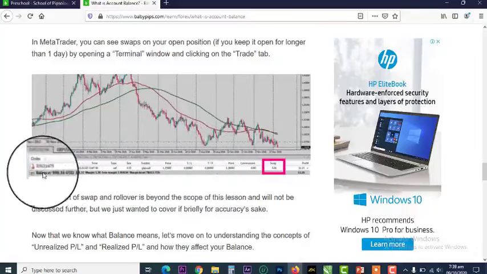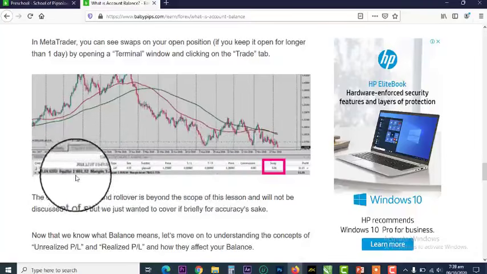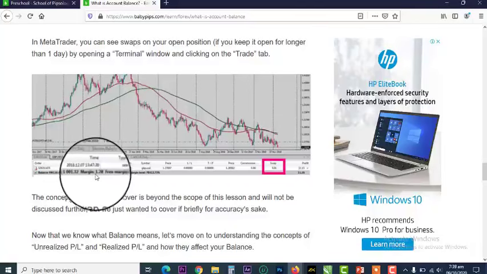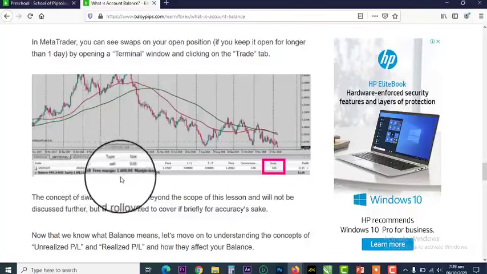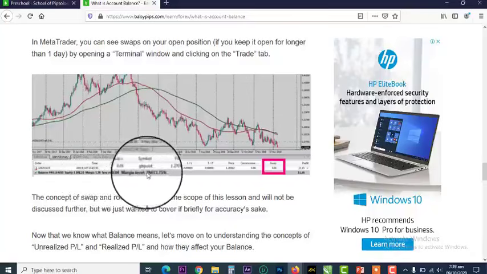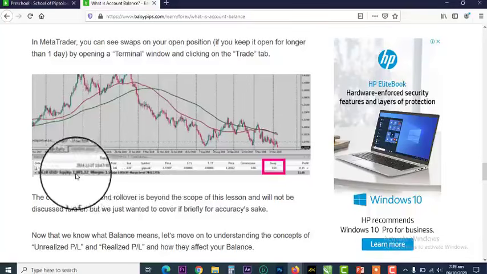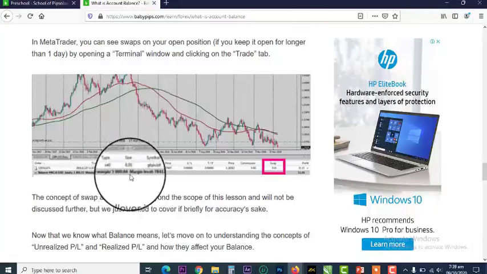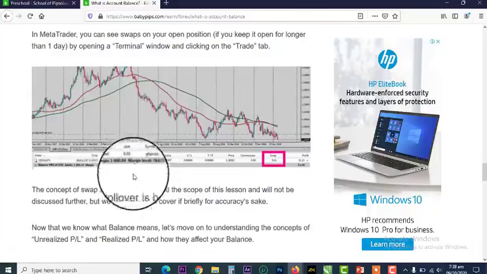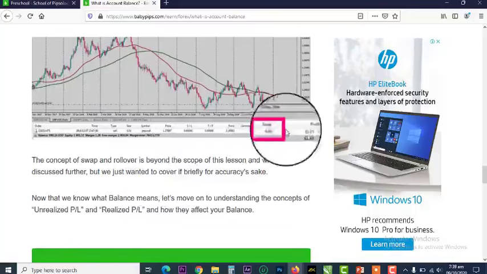So look at this bottom line here. You see balance, you see equity, you see margin 1.28, and you see free margin 1,000.04. Then the margin level is 778.413. Lots of margin. Why? Because this person is using a very great leverage. So this is the person's account balance.